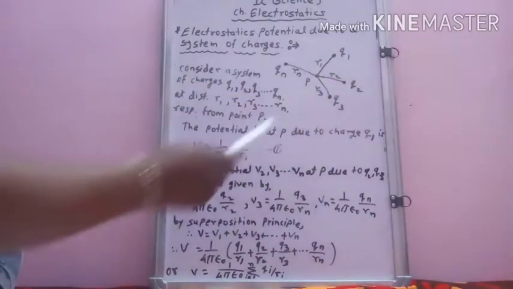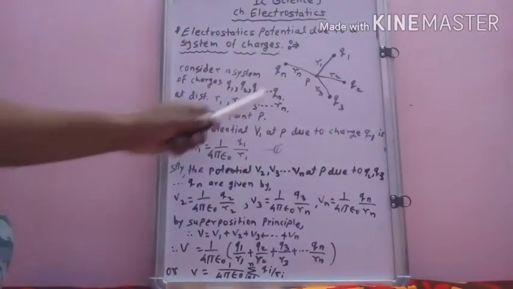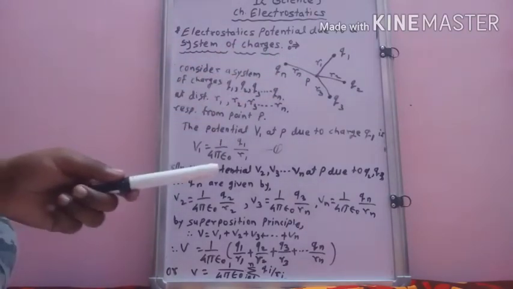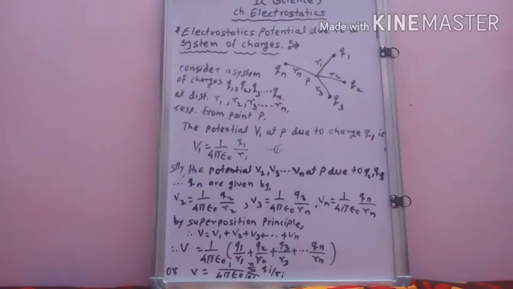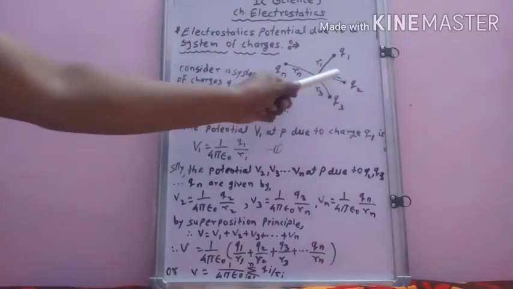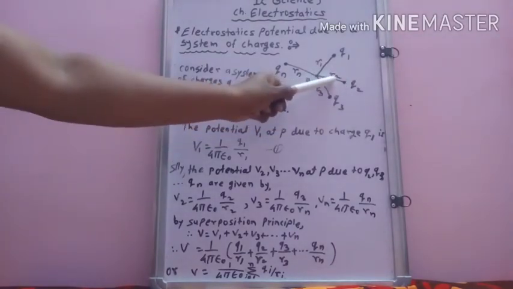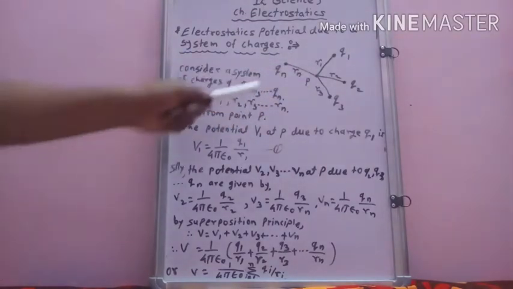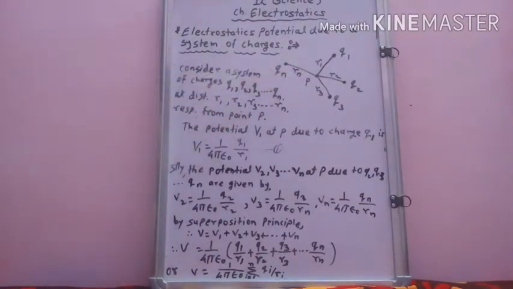The charge Q1 is at distance R1 from the point P. Similarly, Q2 is at distance R2 from point P. Similarly, the charge Qn is at distance Rn from the point P. This is the system of charges.